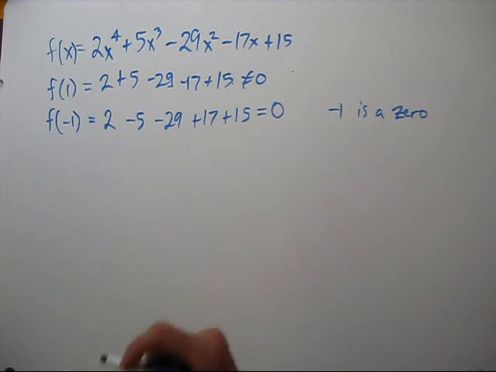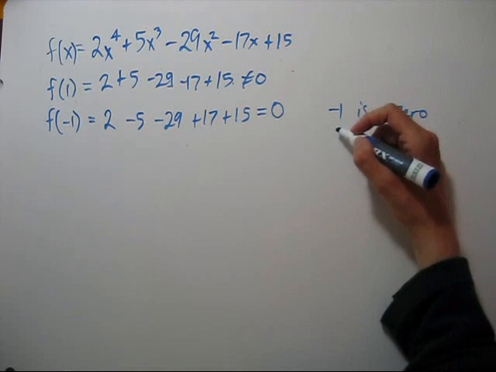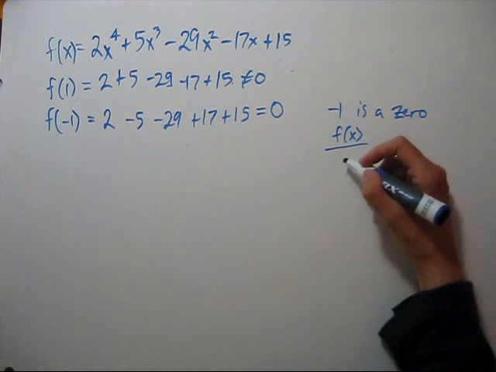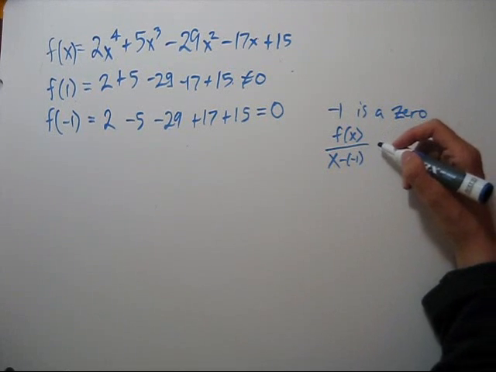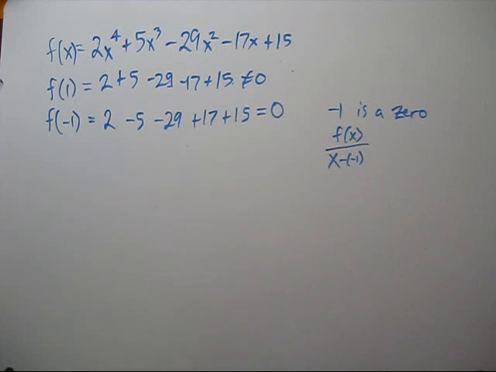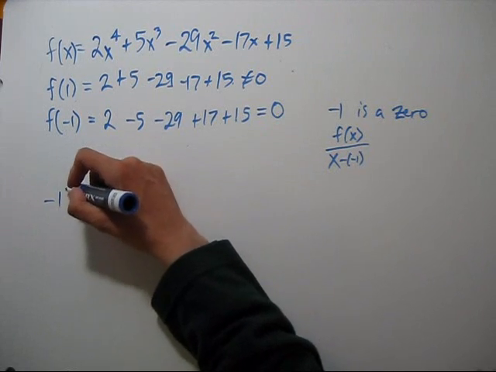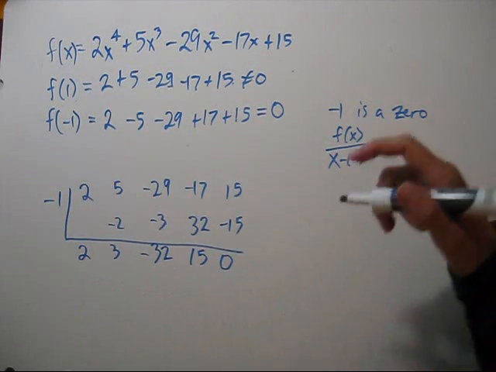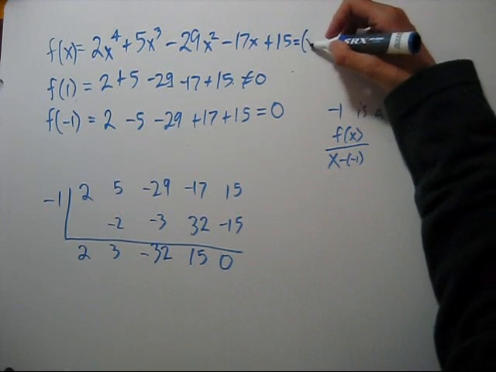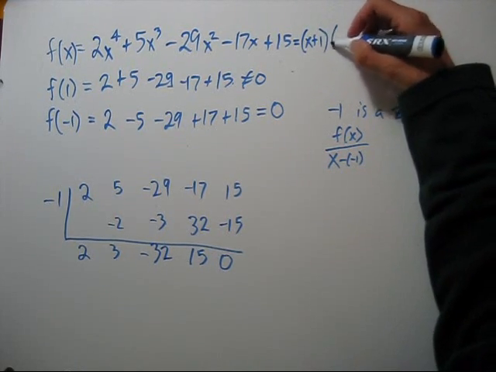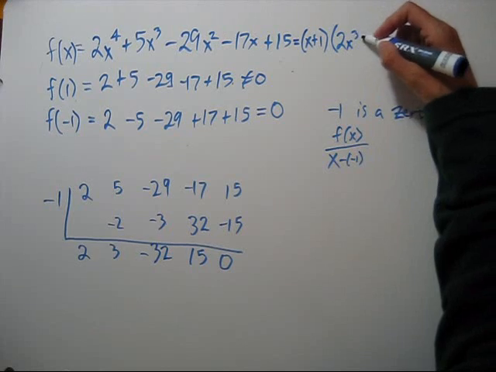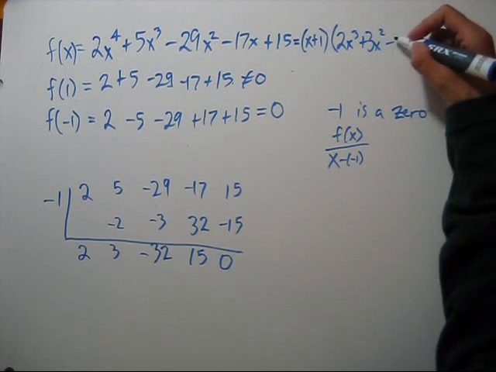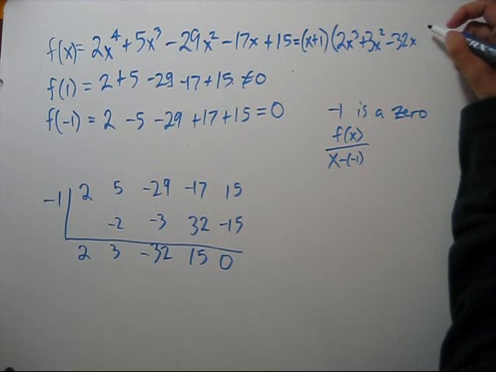Now we want to take f of x and divide it by x minus a negative 1, or x plus 1. It's going to give us a smaller polynomial, and it'll be easier to find the zeros of the smaller polynomial. So let's use synthetic division. So this tells us that our f of x equals x plus 1 times 2x cubed, drop our power down by 1, plus 3x squared minus 32x plus 15.